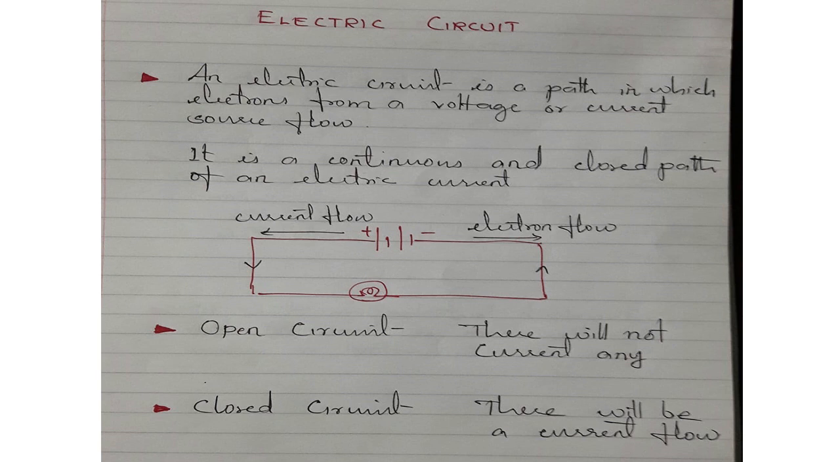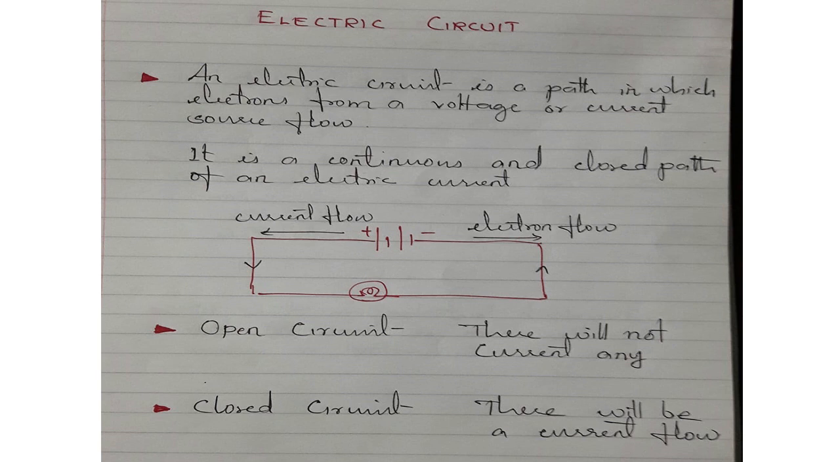In short, we can define it as a continuous and closed path of an electric current. So, an electric circuit can be defined as a continuous and closed path. It should be continuous and it should be closed. Once more, an electric circuit is considered to be a continuous and closed path of an electric current. An electric circuit is of two types, open circuit and closed circuit.